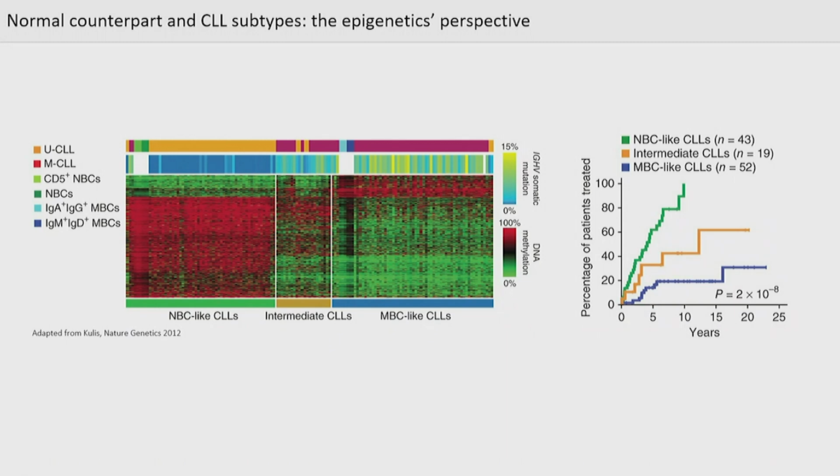The relevant thing, and I will come back to that later, is that the evolution of these patients with this intermediate methylation profile was intermediate between the naive-like, which had a very accelerated disease, and the memory-like, which had a very slow disease. So we were convinced that this group was a real biological subtype of disease with clinical relevance.